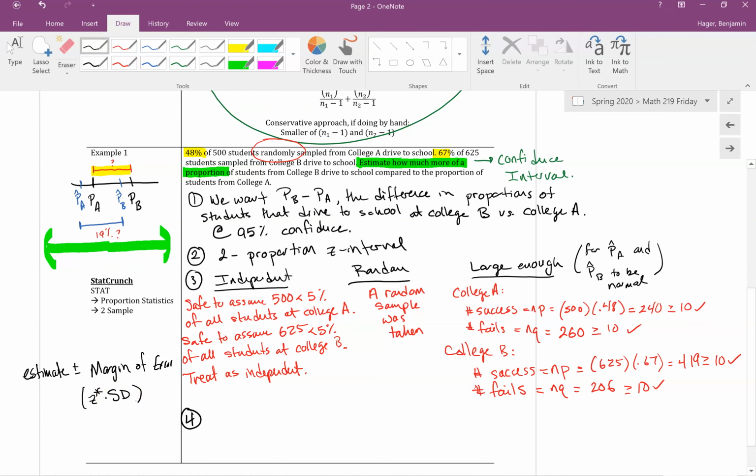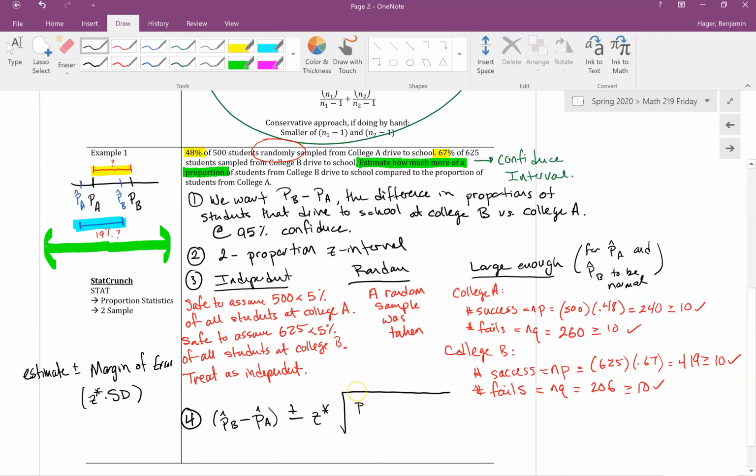So the general form would be my point estimate, the sample proportion from college B minus the sample proportion from college A. Remember that right there is my guess, my estimate. I'm going to add and subtract my margin of error, which is my critical z-score times the standard deviation. And we just learned that the standard deviation for these proportions is pretty much like what we learned in Chapter 7, except now that there are 2 of them, I combine them together.